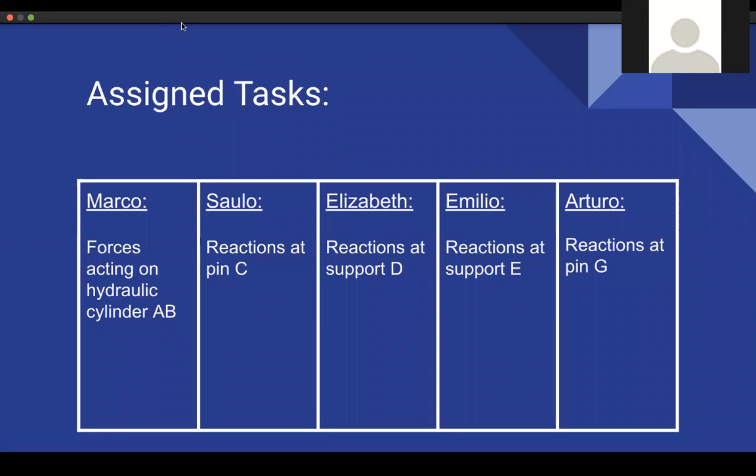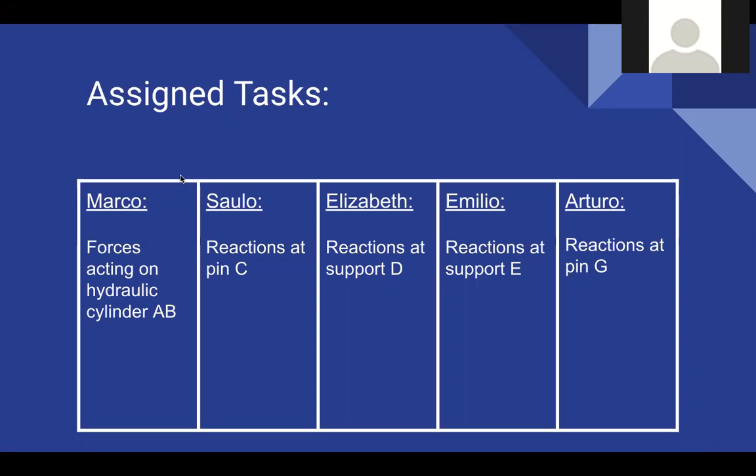For our group members, our assigned tasks were that Marco was going to figure out the forces acting on the hydraulic cylinder A to B. Saulo's going to do the reactions at pin C. Elizabeth is going to do the reactions at support D. I'm going to do the reactions at support E, and Arturo is going to do the reactions at pin G.